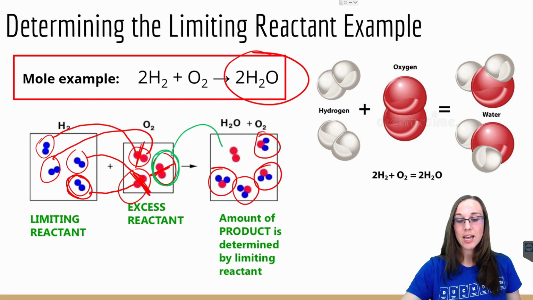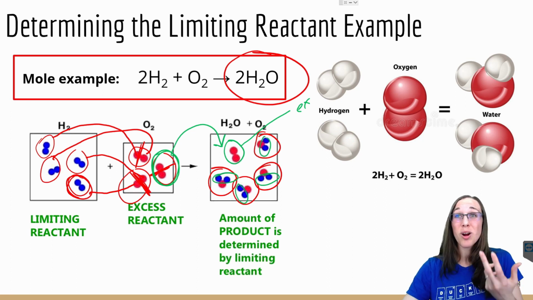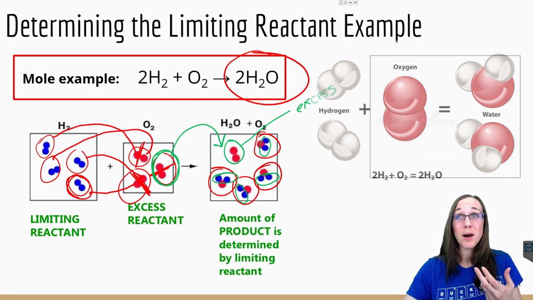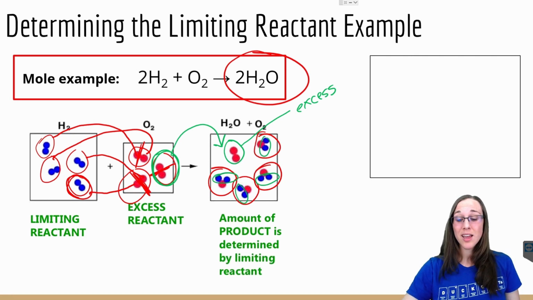So I end up just having that O2 molecule left over. So then what we can say is that the oxygen is in excess and the hydrogens, the blue stuff, got all used up. So there's no more of them left. That's like our marshmallow. That's like our hot dog buns. There's nothing left to continue making more water molecules. Therefore, this would be our limiting reactant.